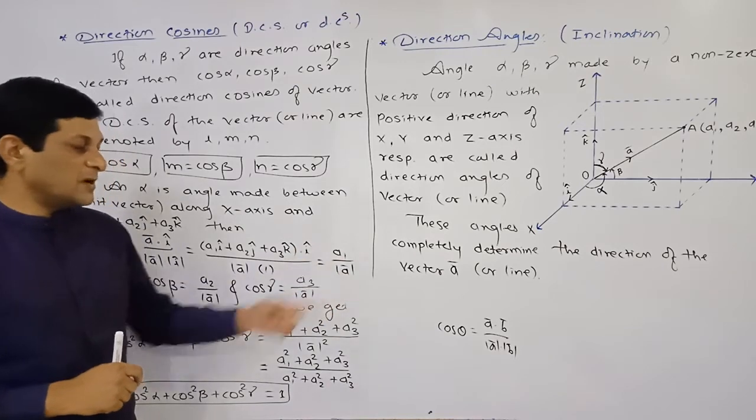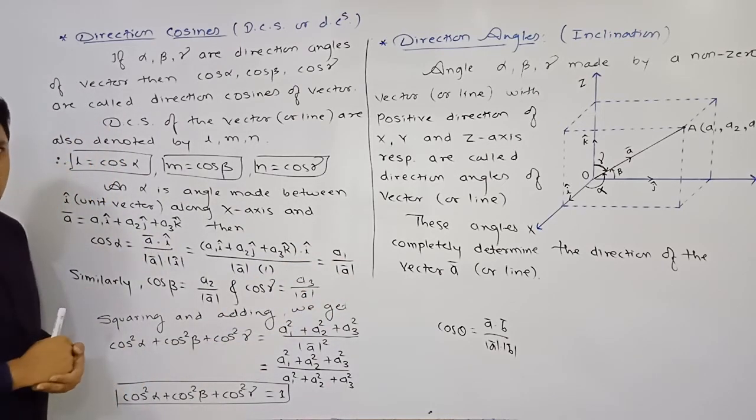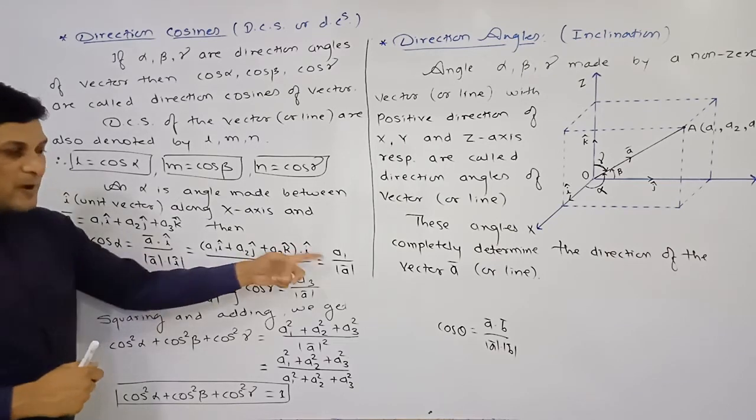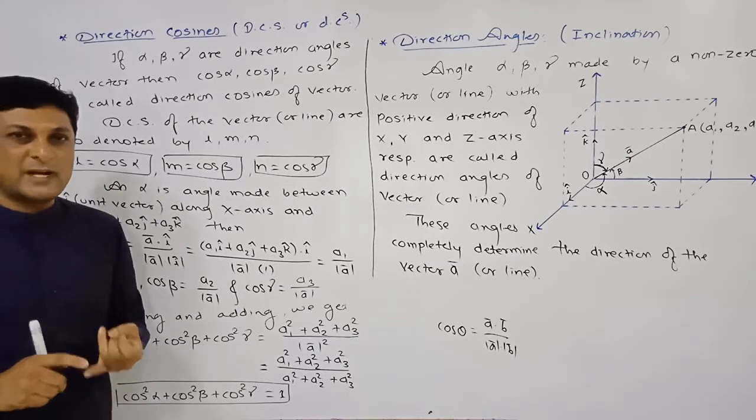This result we have got using the definition of the dot product. We have got the value of cos alpha. Similarly, we are able to find the value of cos beta and cos gamma also.